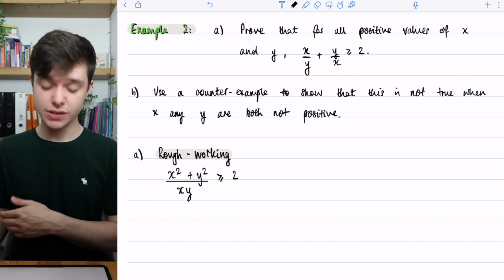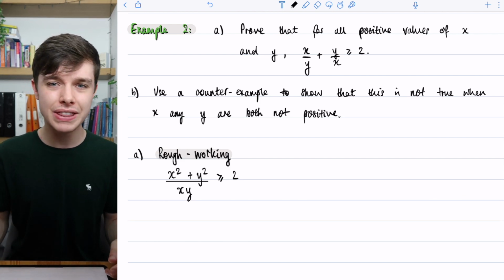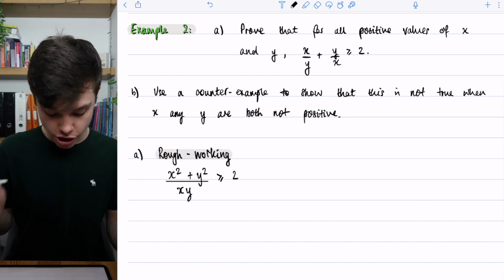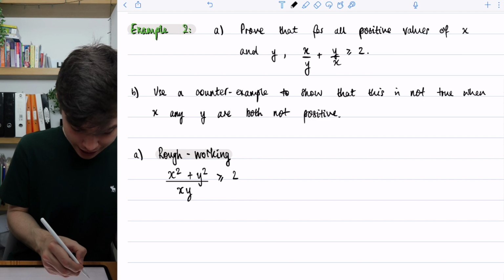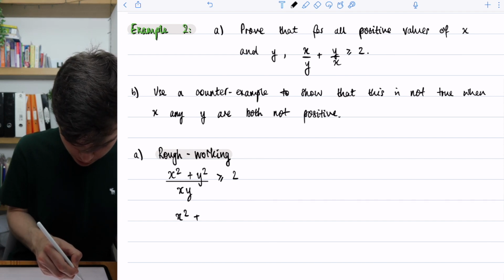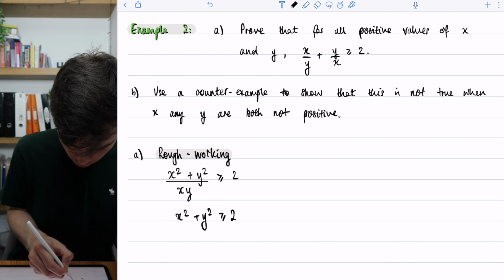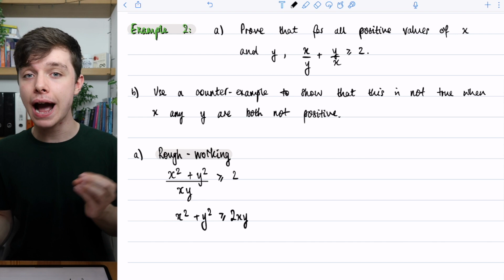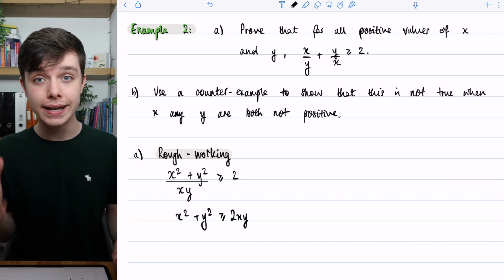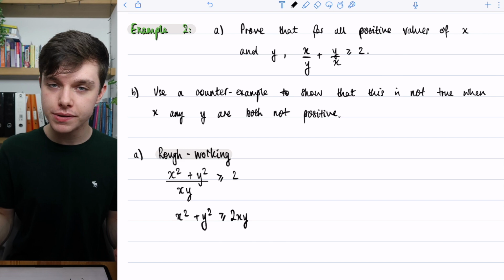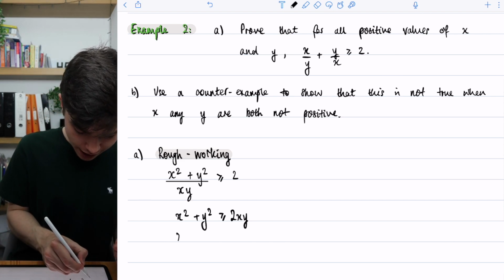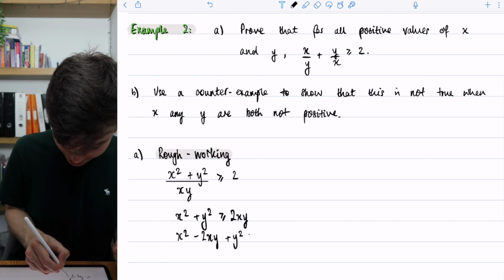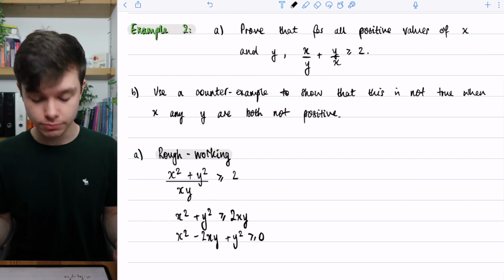What I'm going to do is get rid of that fraction. Whenever you've got fractions like this, it might not be nice to have them, so get rid of them and see what algebra and manipulation you can do. So, multiplying both sides by xy will give me x squared plus y squared is greater than or equal to 2xy. Then I can clearly see how I can now get 0 on the right hand side quite nicely. I can minus 2xy from both sides. And I'm going to write the left hand side like this: x squared minus 2xy plus y squared is less than or equal to 0.